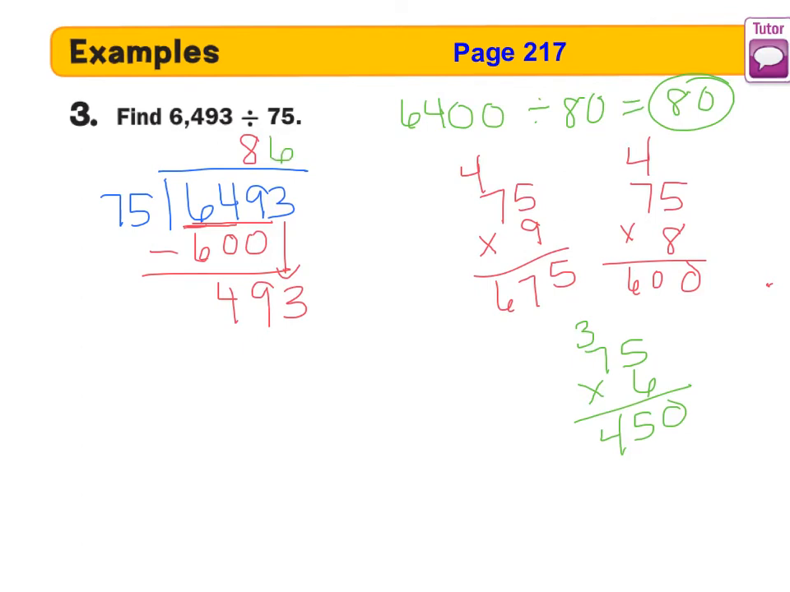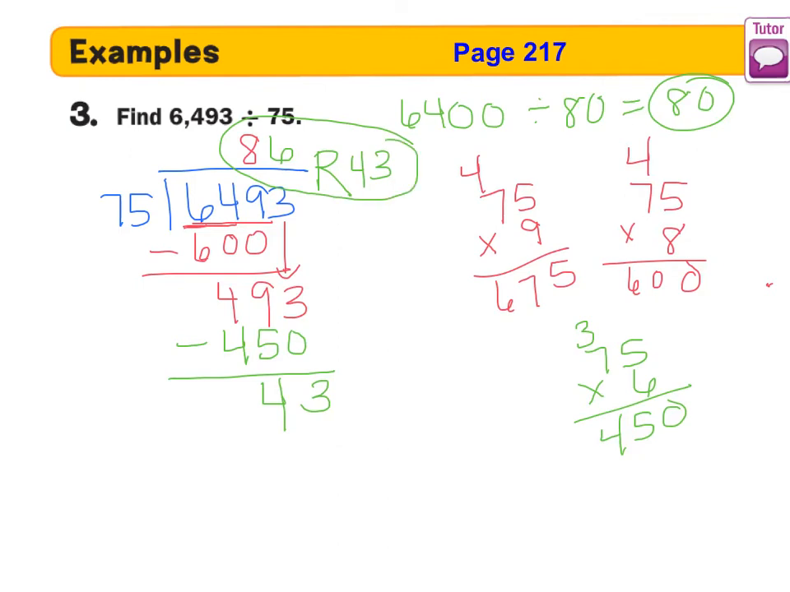I divided to get 6. Now I multiply. 6 times 75 is 450. Subtract, I get 43. There's nothing left to bring down, so remember at this point we said we can use remainders. Remainder 43. 86, remainder 43.